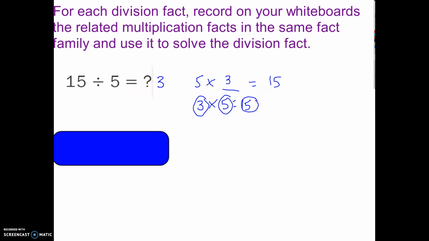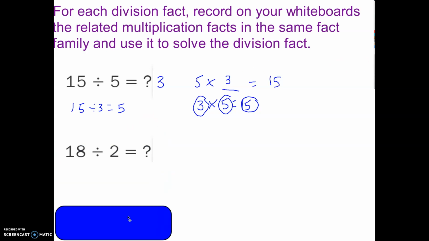And then if I want, or if you want, you can write down the other related division problem, and that's 15 divided by 3 equals 5. So use this as an example and work on solving this division problem. First, write down the related multiplication fact to see if you can figure out what the missing factor is.